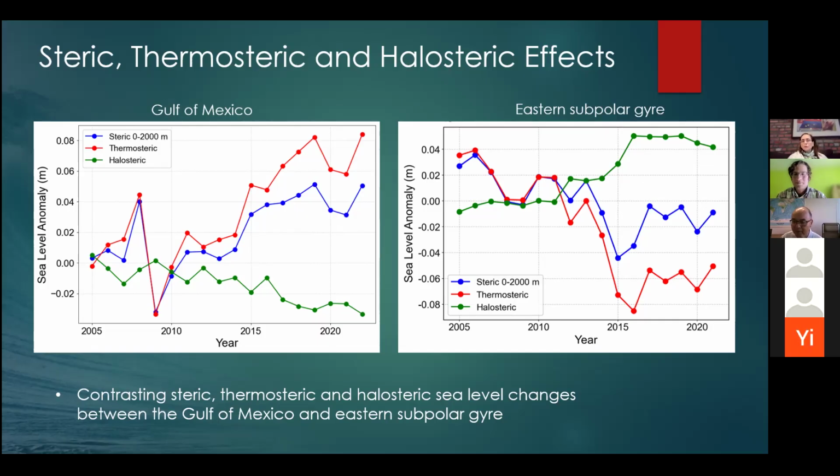And below 2,000? Below 2,000, in my opinion, the contribution is relatively small because the deep ocean is relatively uniform, right? And the change is smaller compared with the upper ocean change. Thank you.